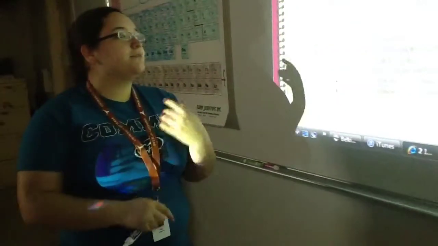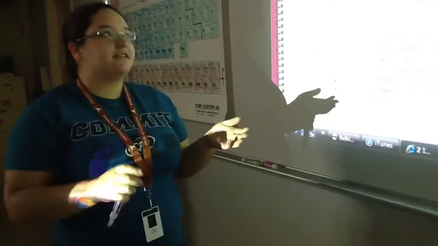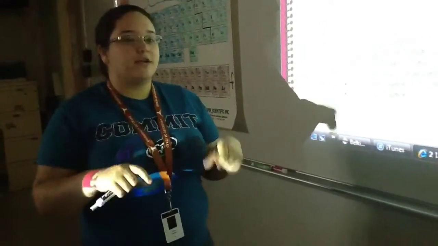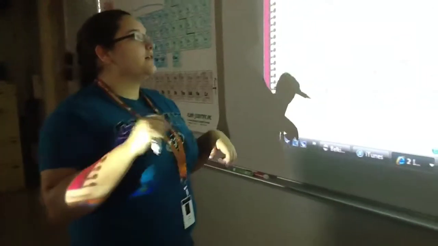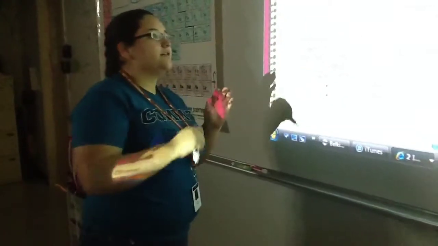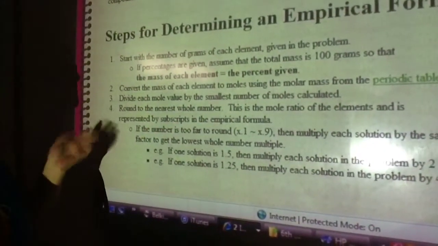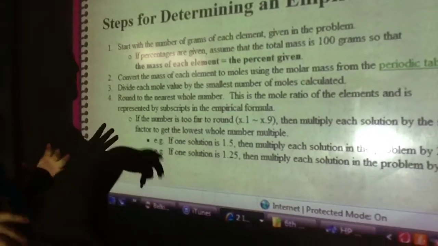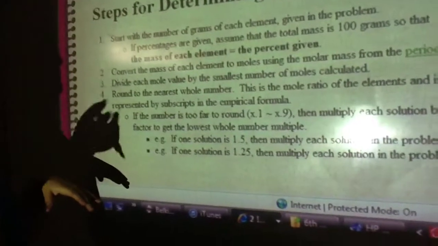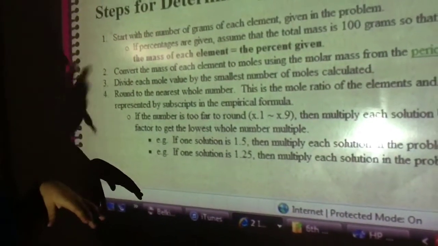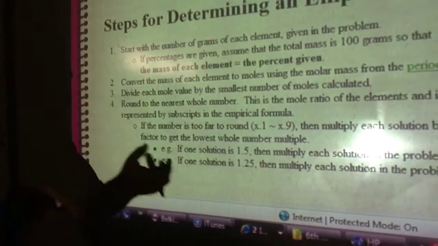Okay, so I'm going to be teaching you how to do empirical formulas, and an empirical formula is basically a formula with the simplest whole number ratio of atoms in the compound. Okay, so we're first going to go through the steps. So the first one is to start with the number of grams of each element given in the problem. So in the problem, we can say this compound has this many grams of this element, this many grams of this element, and so on.